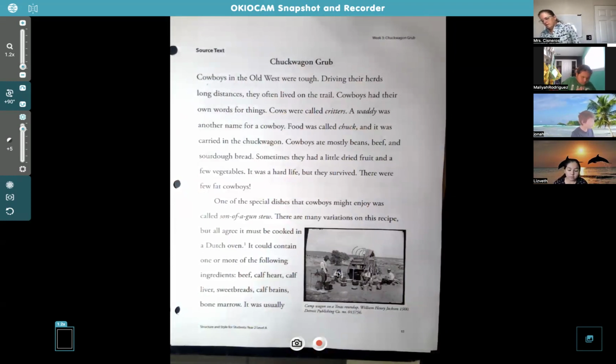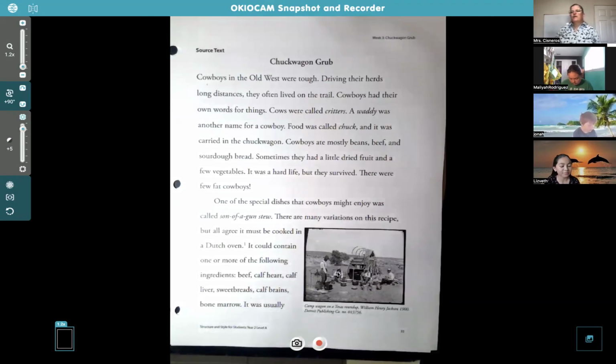Cowboys in the Old West were tough, driving their herds long distances. They often lived on the trail. Cowboys had their own words for things. Cows were called critters. Waddy was another name for a cowboy. Food was called chuck, and it was carried in a chuck wagon. Cowboys ate mostly beans, beef, and sourdough bread. Sometimes they had a little dried fruit and a few vegetables. It was a hard life, but they survived. There were a few fat cowboys.